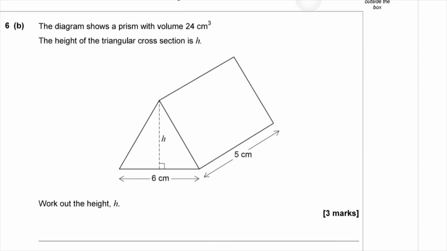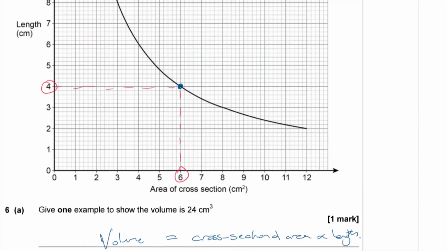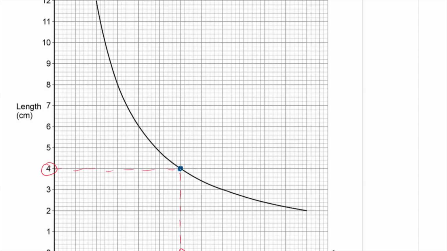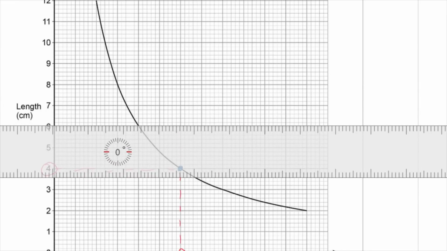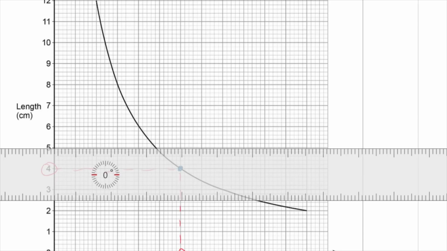Right, so part B says the diagram shows a prism with volume 24 cubic centimeters. The height of the triangular cross section is h. Work out h. So I know that the length of this prism is 5. So using my graph, I can then work out what the cross-sectional area should be. So coming back up to the graph. So length of 5 is, let's just get my ruler out. Reading across from 5 to the graph.